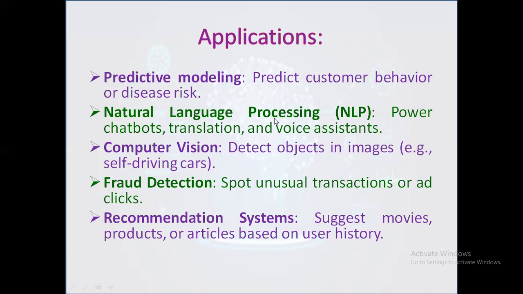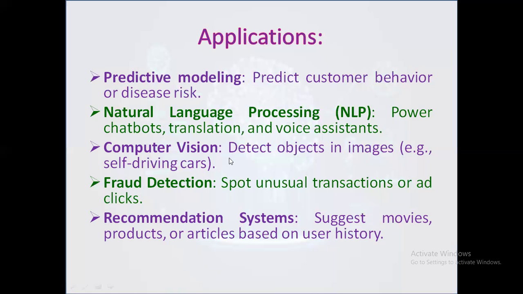The next application is natural language processing. Natural language processing allows computers to understand, interpret, and respond to human language. Applications of NLP include voice recognition systems like Siri or Google Assistant. Everyone is using Siri or Alexa or Google Assistant, customer support chatbots, and automated translation tools, all of which rely on machine learning to improve their linguistic understanding over time.